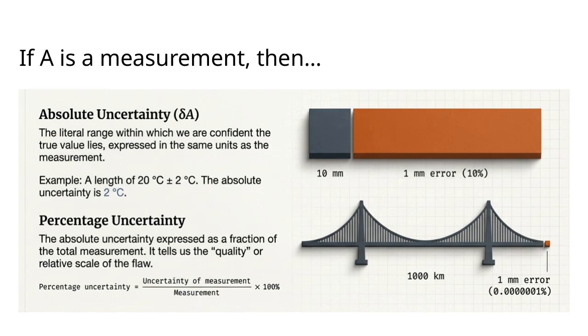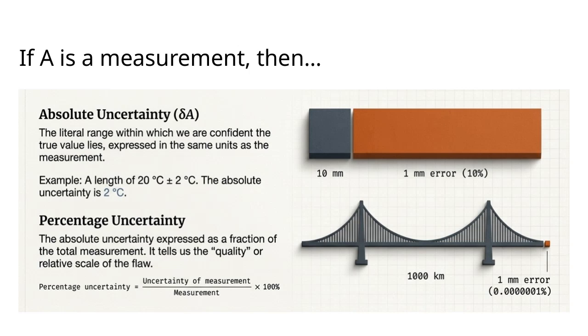If we consider A as a measurement, then it's important to think about the uncertainty connected to that measurement. Absolute uncertainty tells us the range within which we believe the true value lies, and it's expressed in the same units as the measurement itself. For instance, if we measure a temperature as 20 degrees Celsius plus or minus 2 degrees, the absolute uncertainty is simply 2 degrees. But to understand how significant that uncertainty is, we also look at percentage uncertainty, which shows the uncertainty as a portion of the total measurement. This helps us see the relative quality or scale of the possible error.